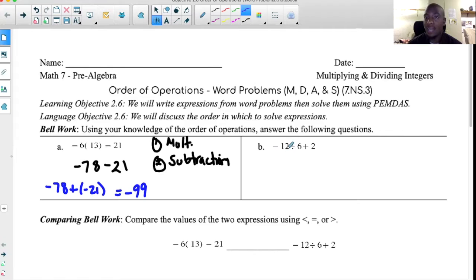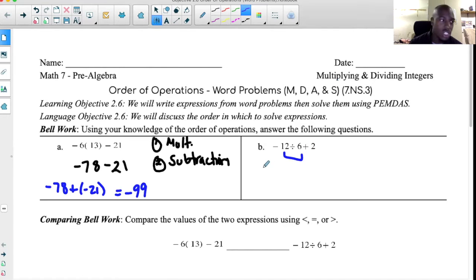Once again, if I think about PEMDAS, I know there's MDAS. Those are the last four that we're focusing on. Multiplication and division come before addition and subtraction. So I've got to take care of the division before I do anything with the addition. So I do negative 12 divided by 6.